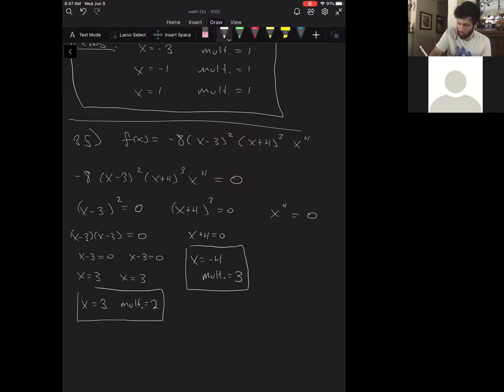Over here, we have x to the 4 is equal to 0. That's just the same thing as writing x is equal to 0, x is equal to 0, 4 separate times because we have a power of 4. So really all we're doing is solving this equation 4 separate times. But there's nothing to solve here. We just get x is equal to 0. So that's our zero, and our multiplicity is going to be 4.